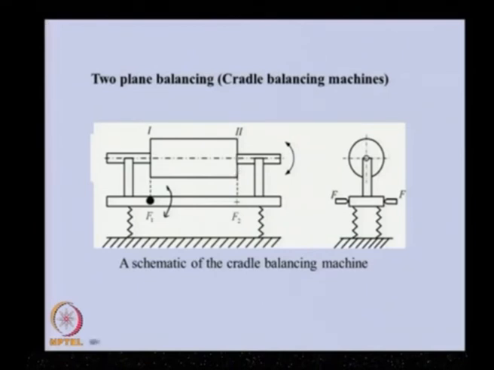Now, in the second case we will fulcrum here, and we will do the same experiment to find out the location and the magnitude of the correction mass required in plane 1. So, like that we can balance this particular rotor using the hit and trial method.